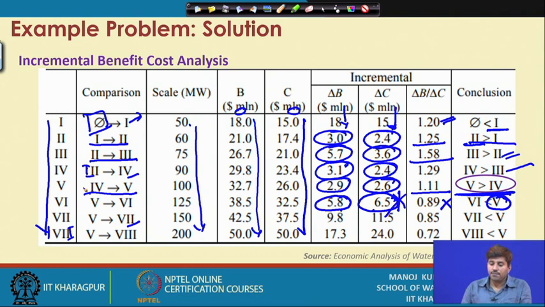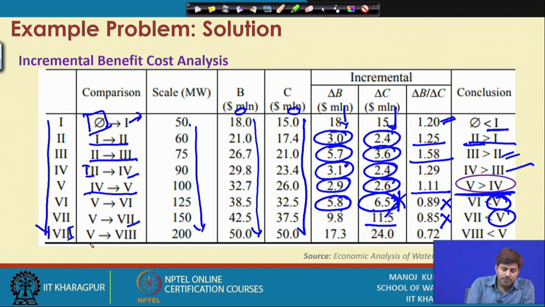So, for alternative 7, we will see that an additional investment of $11.5 million leads to benefits of $9.8 million, again a benefit cost ratio less than 1. So, we will drop alternative 7 also. Till this point alternative 5 is still the best.